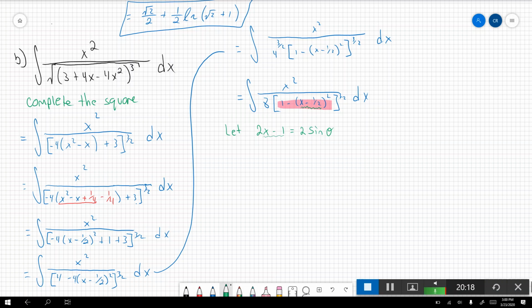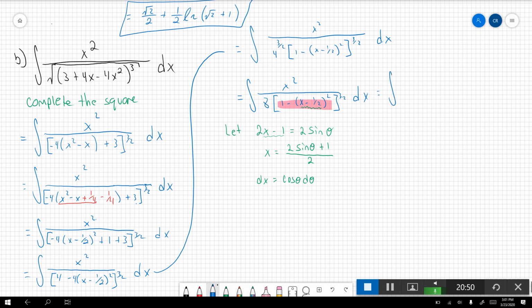So, what I'm really quickly going to do is solve for x. X is 2 sine theta plus 1 divided by 2. And the reason I wanted to solve for x is because now when I do my dx, I can see that dx will just be cosine theta d theta. Look at that. Beautiful.